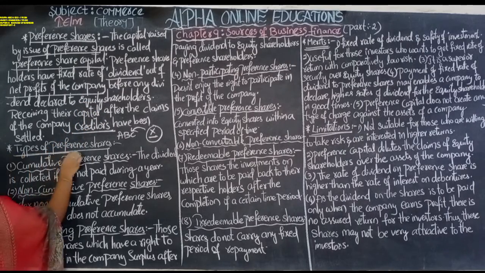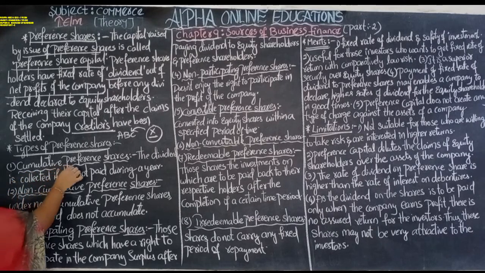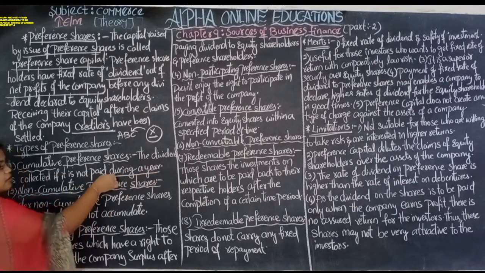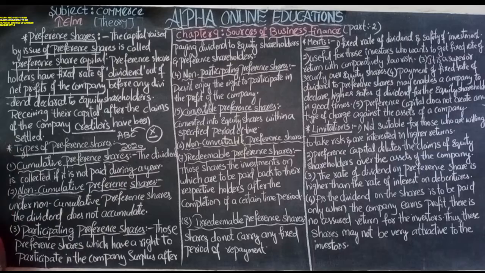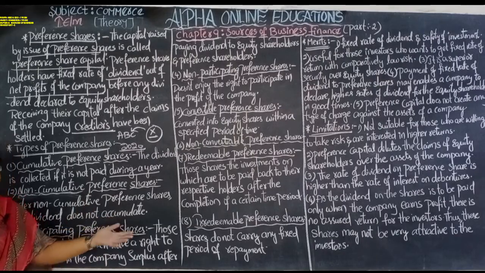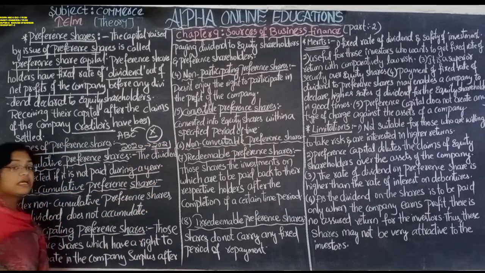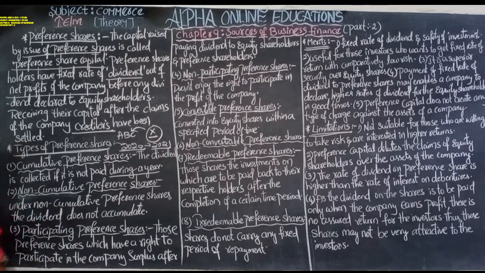So what are the types of preference shares? Let us see. Cumulative preference shares: the dividend is collected if it is not paid during the year. If in the year 2020 the dividend is not given to the preference shareholders of this cumulative type, they will collect the dividend in the next year. The dividend will not be lost. They will receive it from the company in 2021. These are known as cumulative preference shares.